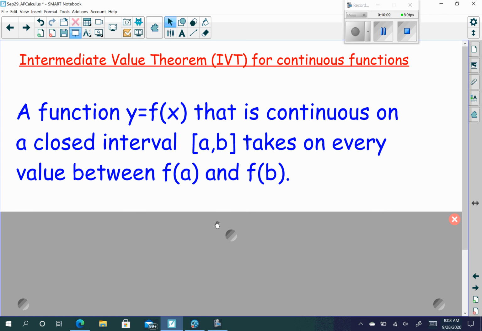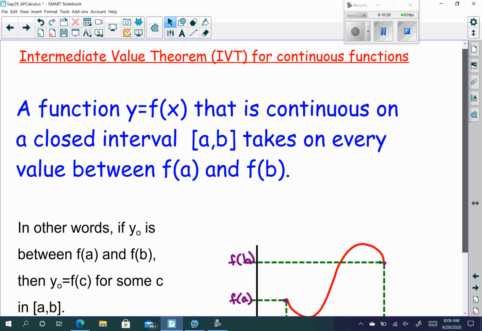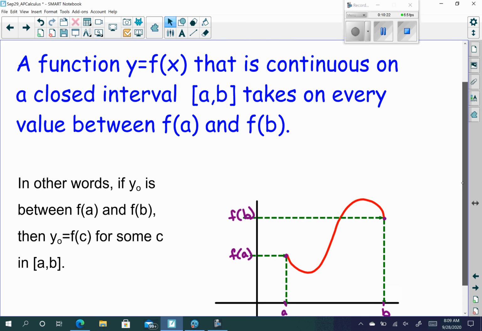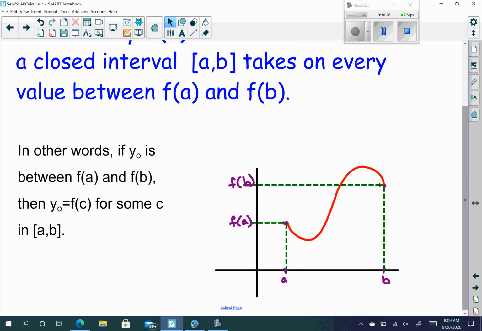So a function y equals f of x that is continuous on a closed interval from a to b takes on every value between f of a and f of b. And then this is best illustrated with a graph. So I'll talk about what's over here on the left in a moment. Go ahead, pause the video, and make a sketch of this graph.